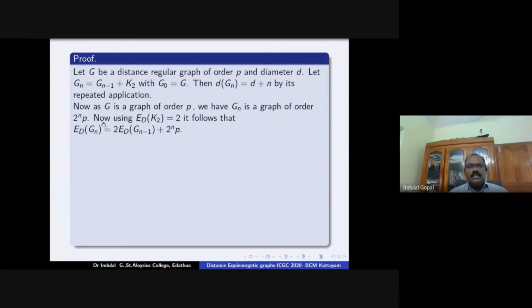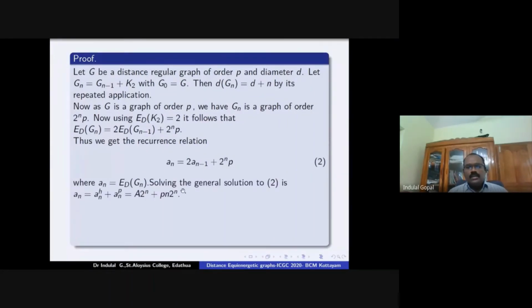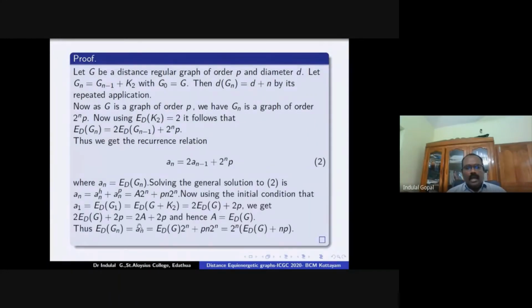And from the distance spectrum of G and that of K2, and using the fact that the distance energy of K2 is equal to 2, we have that the distance energy of Gn follows this pattern: Ed of Gn is equal to 2 times Ed of Gn minus 1 plus 2 raised to Np. This is a simple recurrence relation, a non-homogeneous linear recurrence relation of the first order, An equal to 2 An minus 1 plus 2 raised to Np. And solving this recurrence relation, we get the general solution: An, the distance energy of Gn, is equal to 2 raised to n into (Ed of G plus Np).